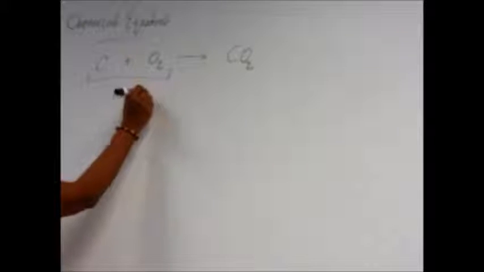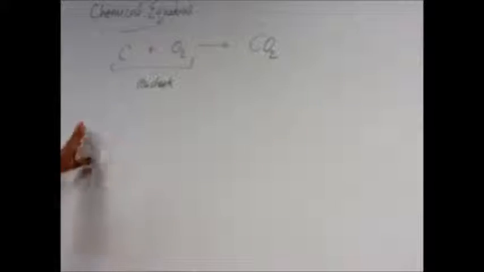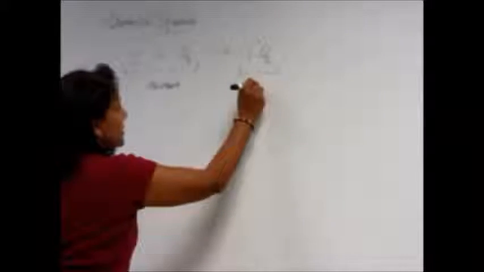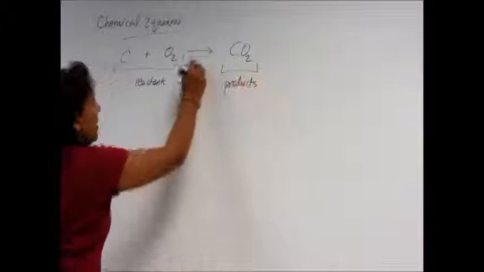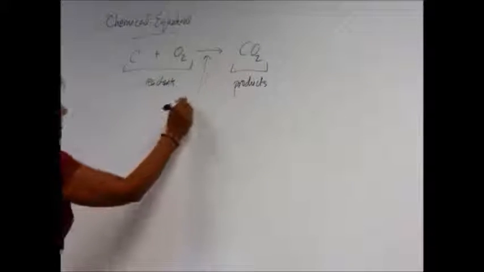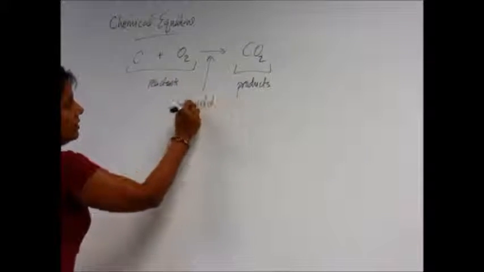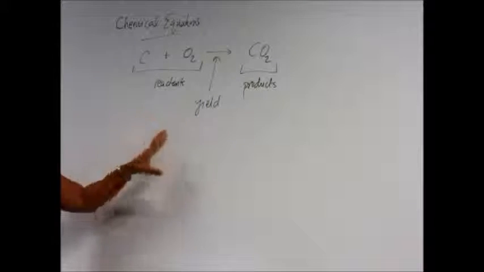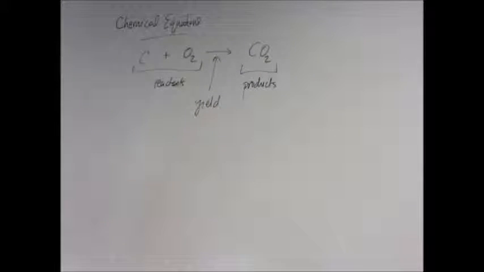These two things on the left-hand side of the arrow, these are called the reactants because they are reacting together. And then whatever you have on the right-hand side of the arrow, they're called the products. This arrow is called yield. Yield meaning reactants give products. Reactants yield product. Okay, that kind of a thing.